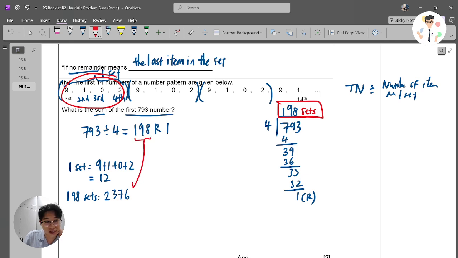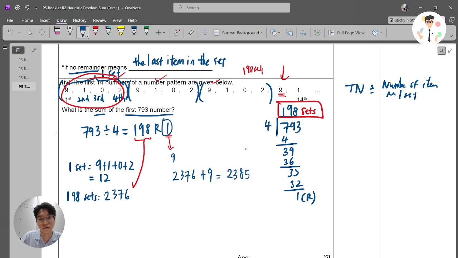Teacher, yes, now I get this. This helped me find the number of sets, and I know it's 198 sets. But teacher, what does this 1 actually tell us? Do you still remember? Our 793rd number is actually 9. We have 1 set, 2 sets, 3 sets, 198 sets. Why is there such a remainder 1? It means we have an extra 1 number up there, which is 9. That's why this is not our final answer. Our final answer is 2376 plus 9, because we have an extra 1 number here, which is 9. And that would be 2385. And we are done for this question.